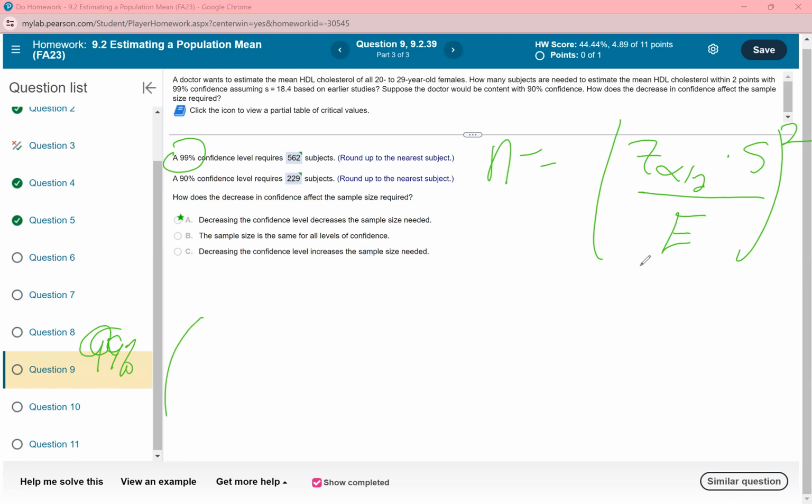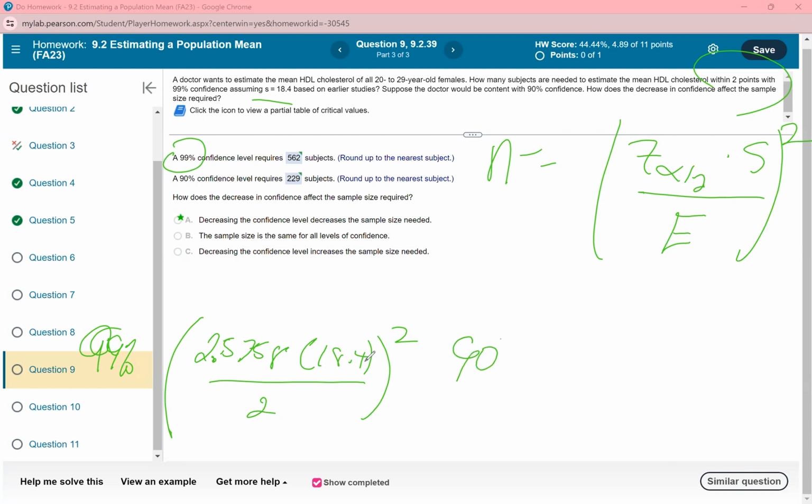Okay, so I'm just going to put 99%. So for the 99%, my z is 2.5758, standard deviation of 18.4. The margin of error within 2 points, so that's my E. Whoops, I'm writing E instead of 2. You square it and you round up.